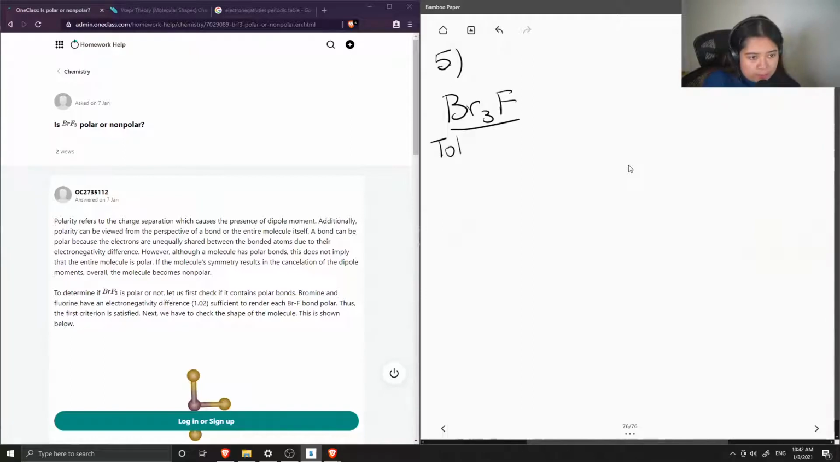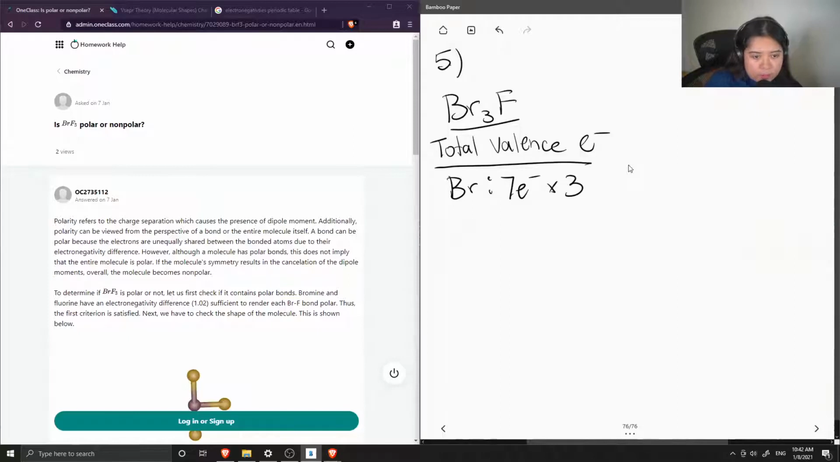So we need to find the total valence electrons of the molecule. So bromine has 7 valence electrons, and there are 3 bromine atoms. And for fluorine, there are also 7 valence electrons. So if we add this up, we get 28.